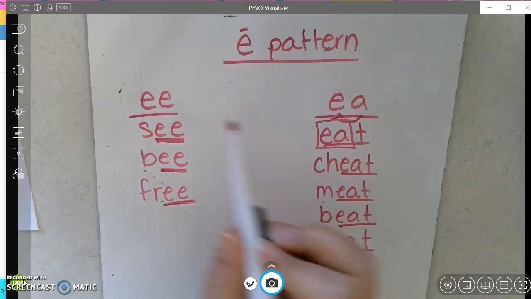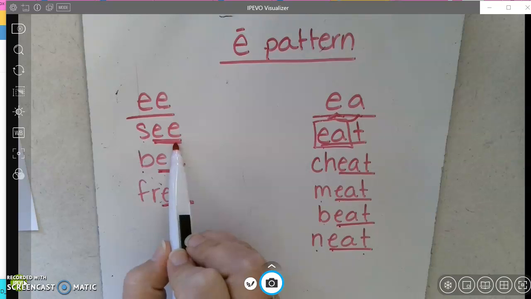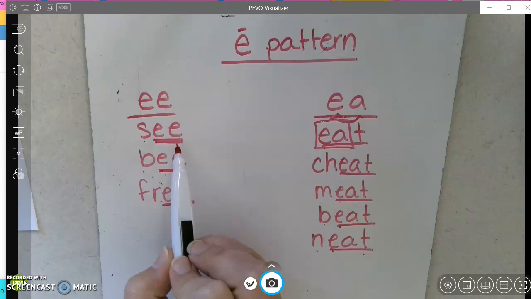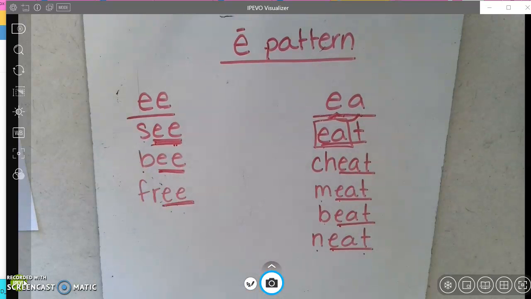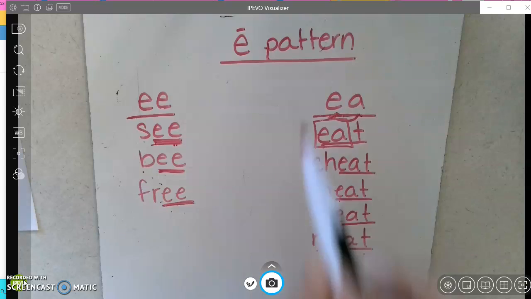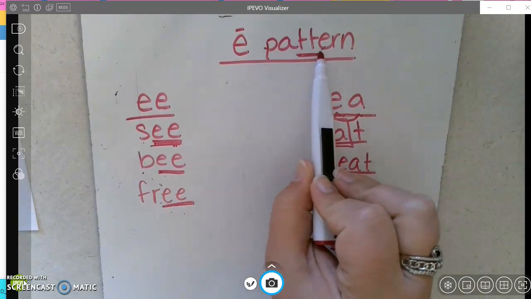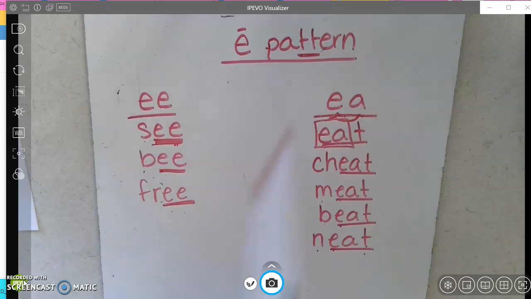Okay, and so if we were sounding out this word, we wouldn't say s-eh. You would never figure out that this word was see if we went s-eh. Also, we wouldn't go s-e-e. Okay, when we have double letters, they always make one sound. Just like in the word pattern, we don't say p, a, t, t, e, r, n. It's p, a, t, e, r, n. Okay, double letters next to each other make one sound.